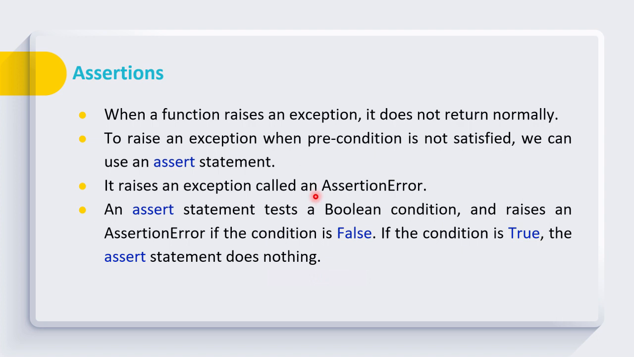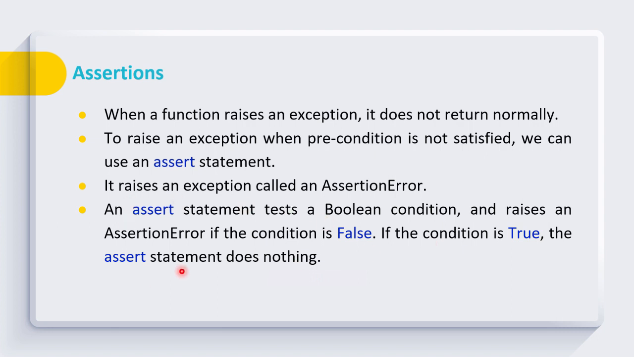And the exception raised by the assert statement is an assertion error. So my point is that instead of using if conditions to enforce preconditions, we can use an assert statement to raise an exception. So whenever preconditions are not satisfied, the system raises an exception error, and that exception error is called an assertion error. And this exception error is raised by an assert statement. So an assert statement tests a Boolean condition and it raises an assertion error if the condition is false. And if the condition is true, the assert statement does nothing.